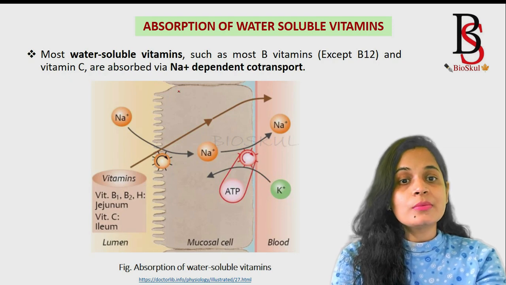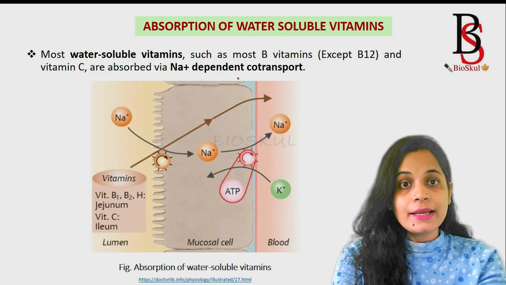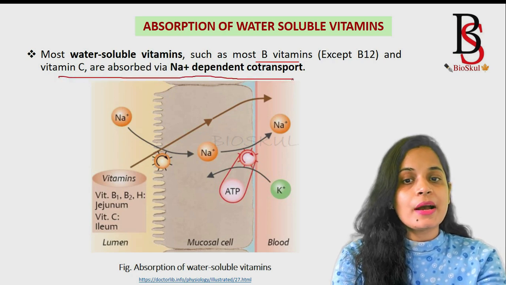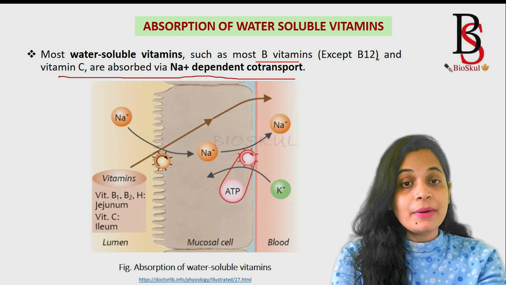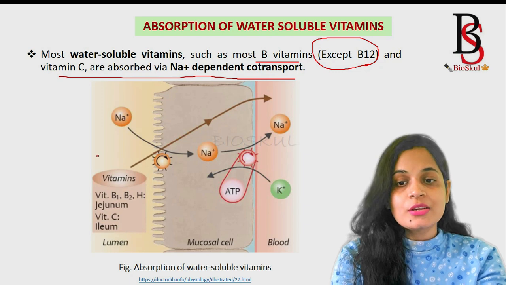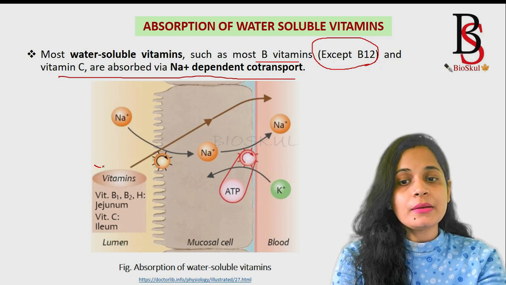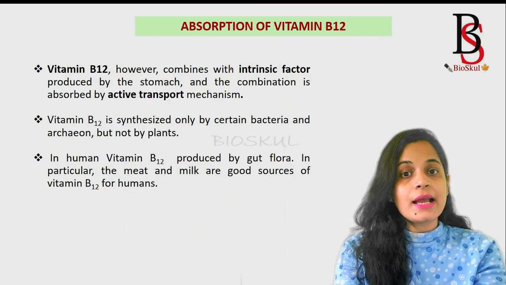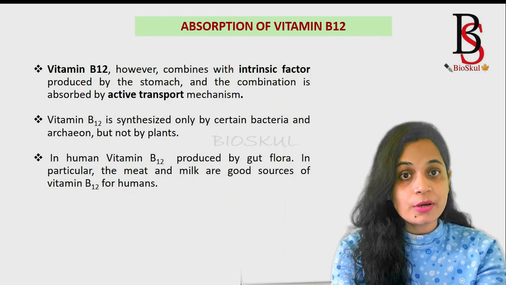Now we'll see how the water soluble vitamins are absorbed in the gastrointestinal tract. The water soluble vitamins are the B vitamins and vitamin C. They are absorbed via sodium dependent co-transport, but the exception is vitamin B12. Here in the diagram you see the vitamin B, except vitamin B12, and vitamin C are co-transported by sodium ions. Now we will see how vitamin B12 gets absorbed.